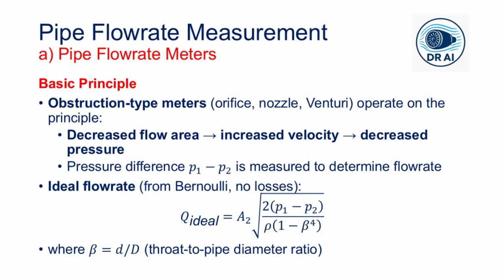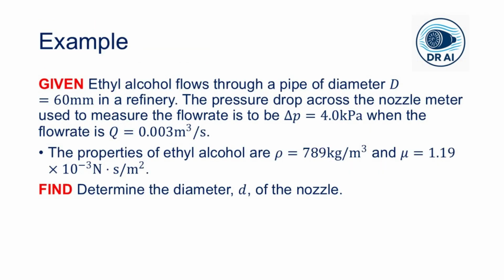In the example problem, a typical calculation for a nozzle meter, you are given the fluid, the flow rate, and the pressure drop, and you need to find out the required nozzle diameter.